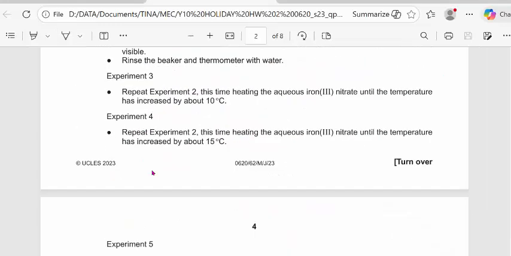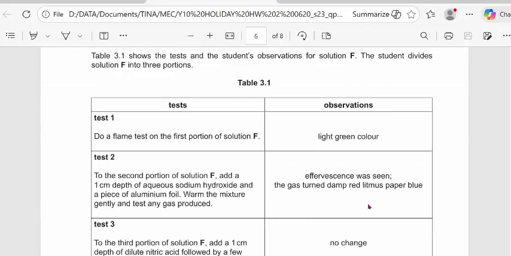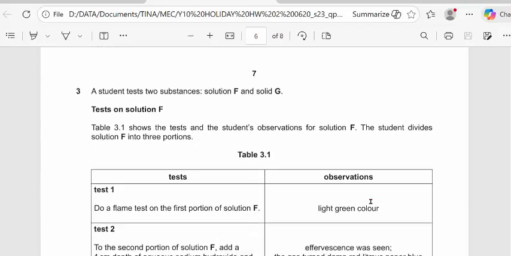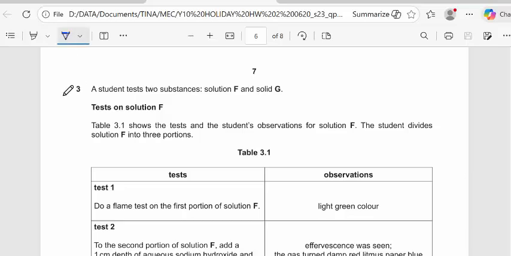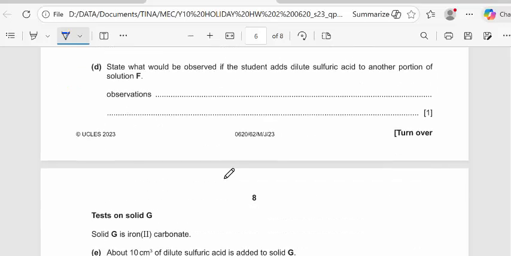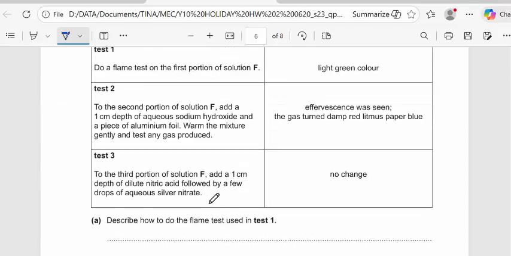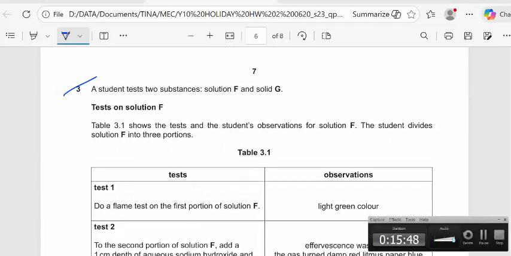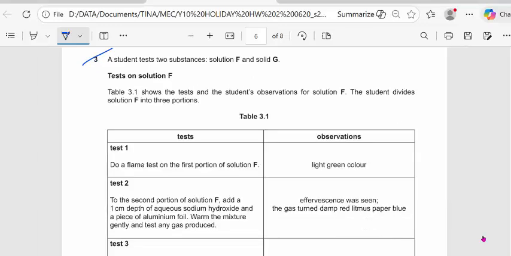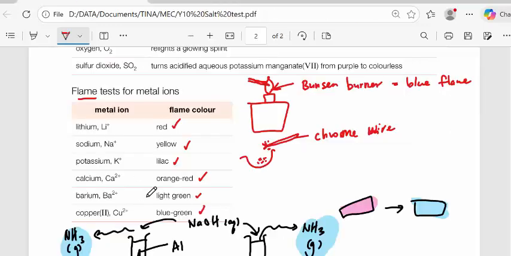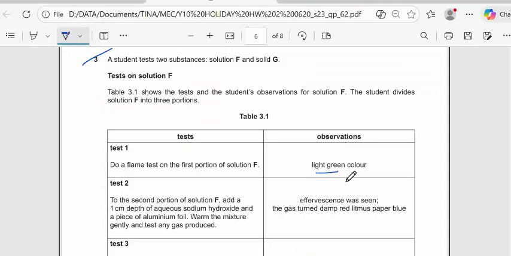Okay, so the paper that I just gave you, can you turn to this page? Question 3. Okay, you all try and do this question. You can refer to the list. You can refer to the thing I just showed you and you can try and do this question. Okay, let's see. Test 1. Do a flame test. Light green color. So light green is barium. So you already know it's barium.